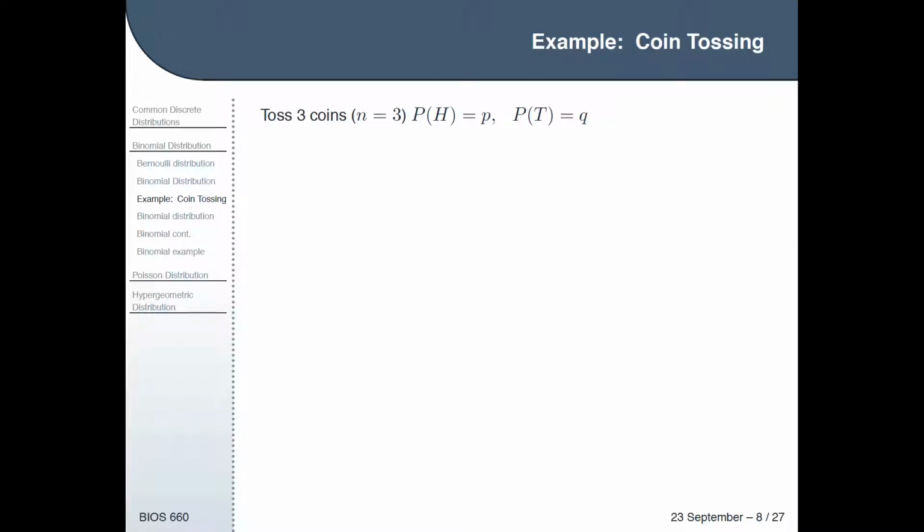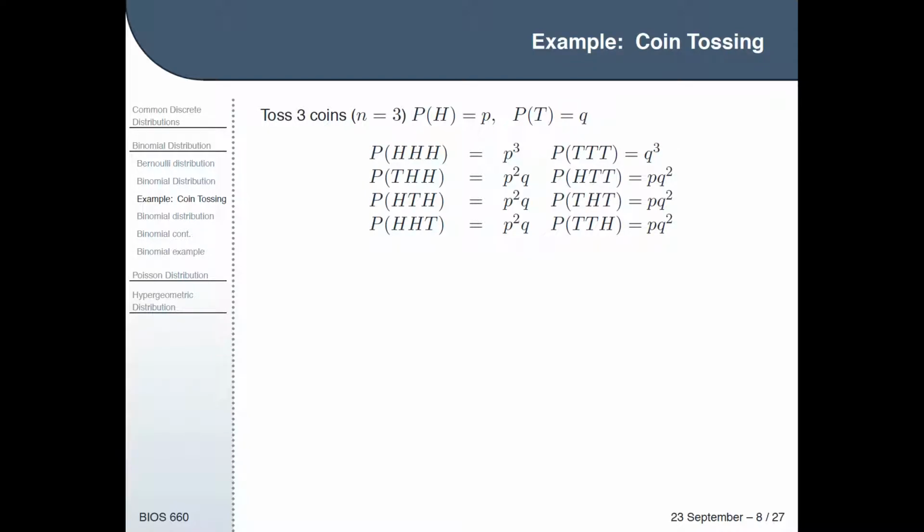So, a simple example of a binomial distribution: say you toss 3 weighted coins where the probability of heads is p and the probability of tails is q. Then the probability of 3 heads, of course, is p cubed. The probability of 3 tails is q cubed. Likewise, 2 heads and a tail is p squared times q. The probability of a head and 2 tails is p times q squared, etc.